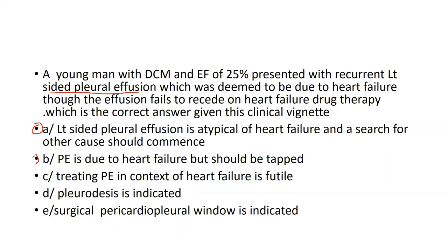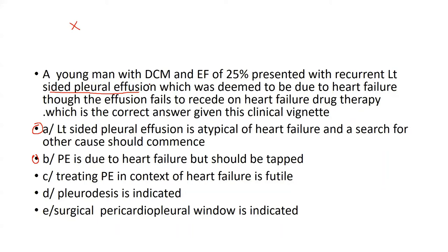Okay. Good. So we all have some kind of classical teaching or clinical observation that in heart failure we see more right-sided pleural effusion than left-sided pleural effusion. But that's not true. The majority of patients with heart failure will have bilateral effusion. It might be more on the right than the left, but it's usually bilateral, okay? So the notion that heart failure leads to right-sided pleural effusion preferentially, and that left-sided pleural effusion excludes heart failure as a cause, is wrong. That's not right.